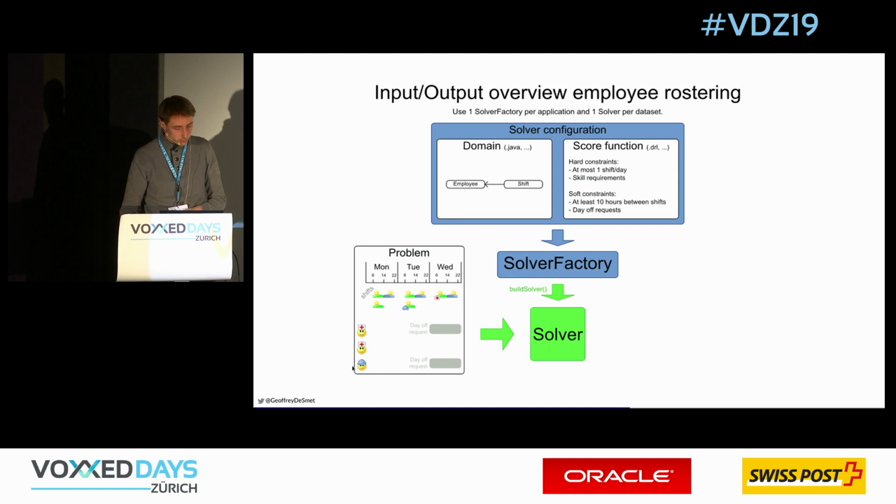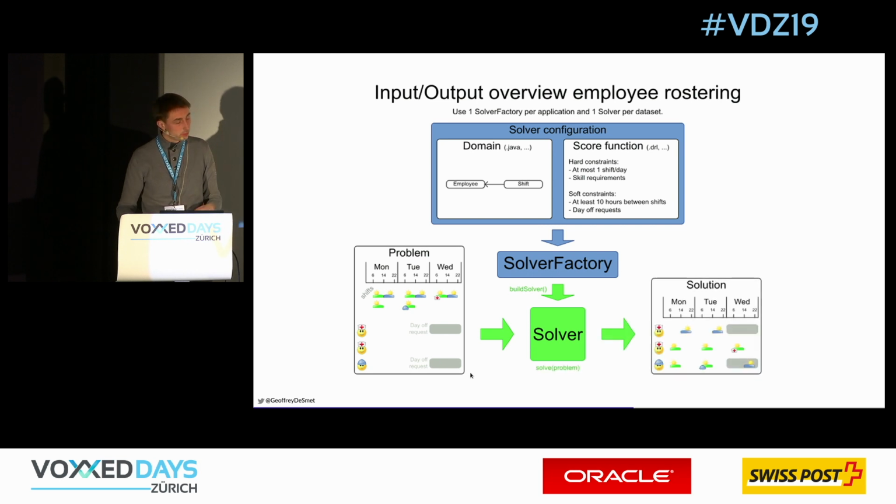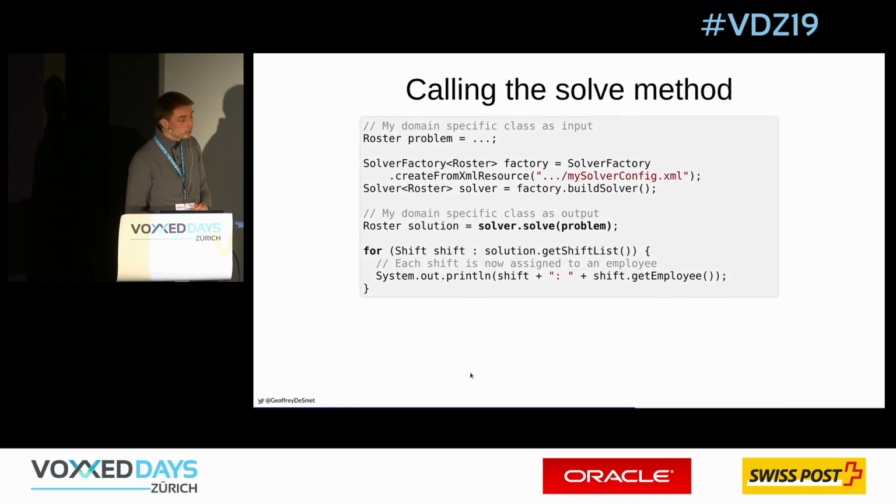One of them requires a nurse. We have 3 nurses, 3 employees, and we have 2 day off requests, right? And we're assigning those, and you give it to the solver. We call the solve problem, and we actually get back the solution. So how does that look in code?